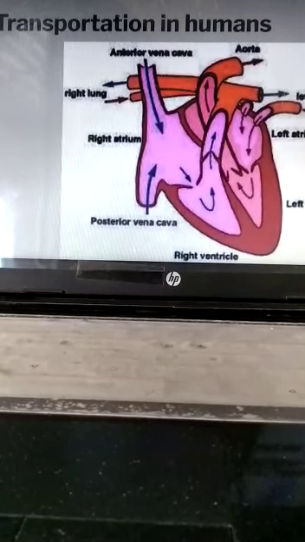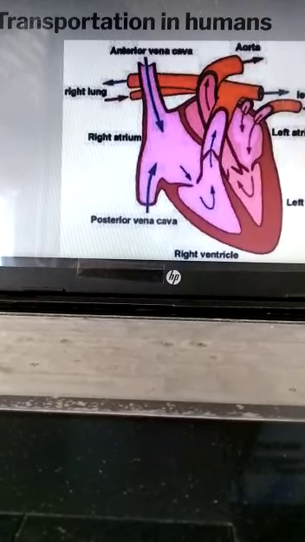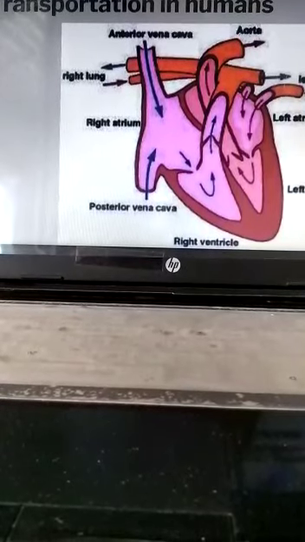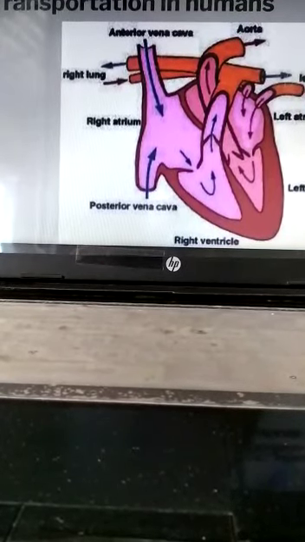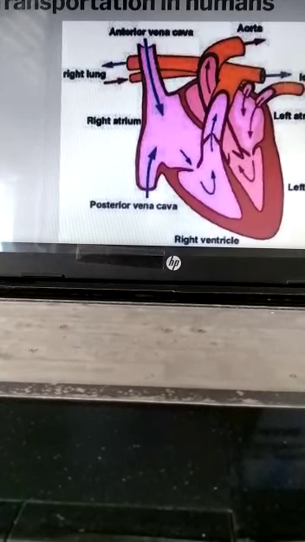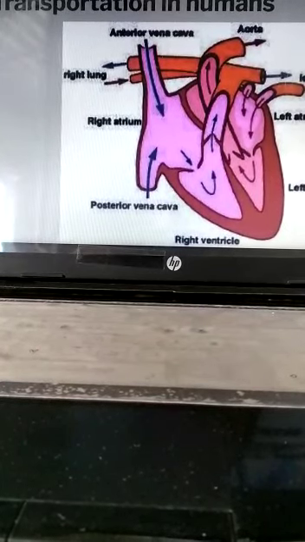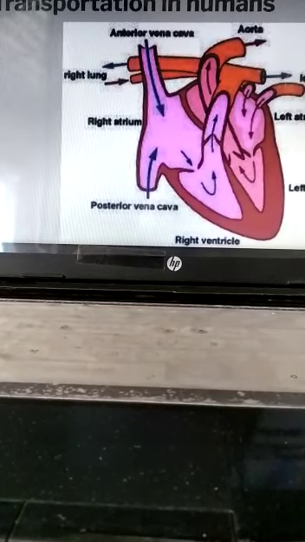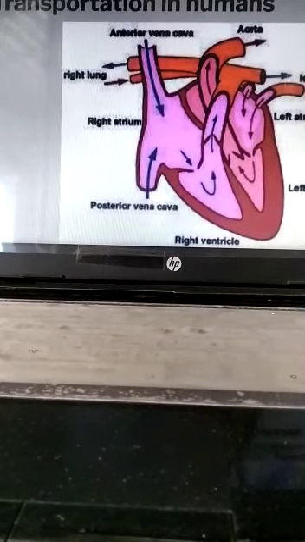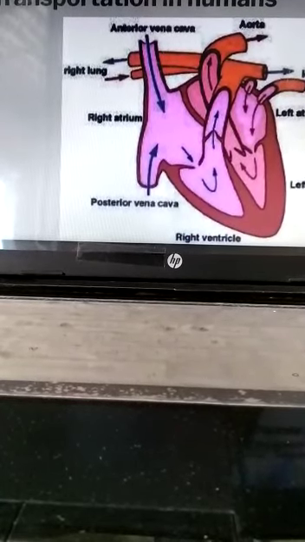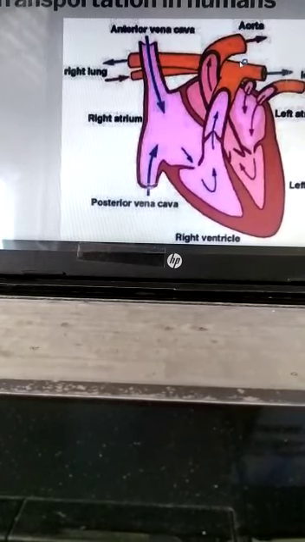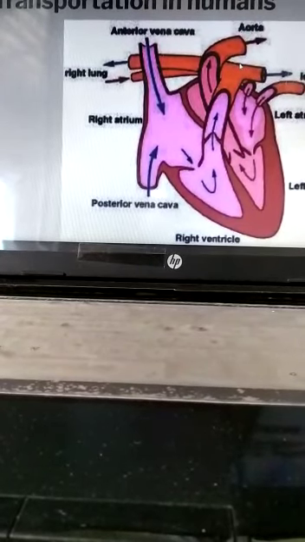In the lungs, deoxygenated blood releases its carbon dioxide and absorbs fresh oxygen from air. So blood becomes oxygenated again. This oxygenated blood is again sent to the left atrium of the heart by the pulmonary vein for circulation in the body. The whole process is repeated continuously. In this way, the blood keeps on circulating in our body without stopping.